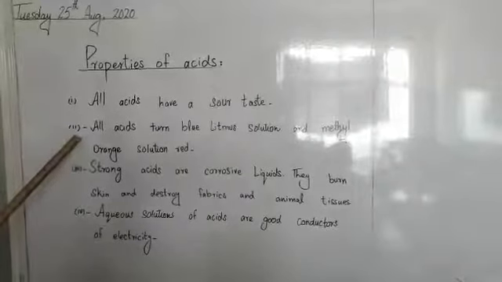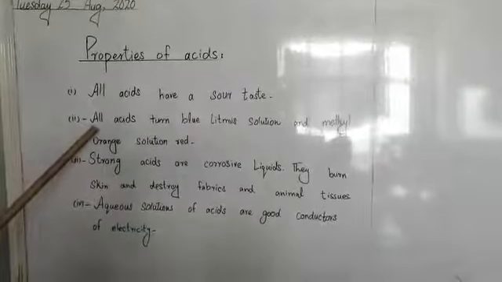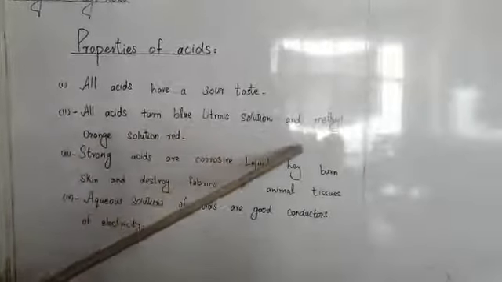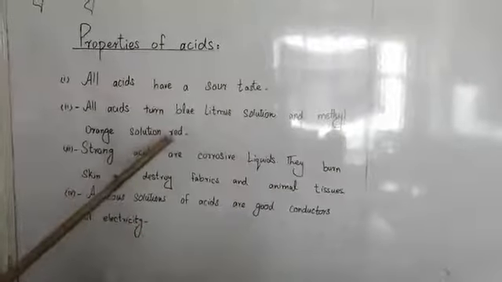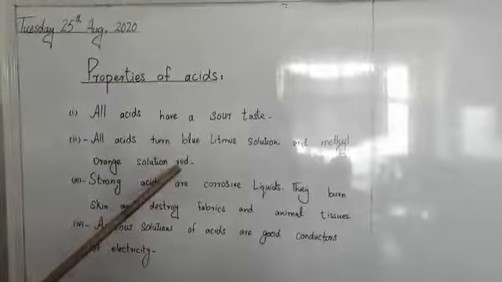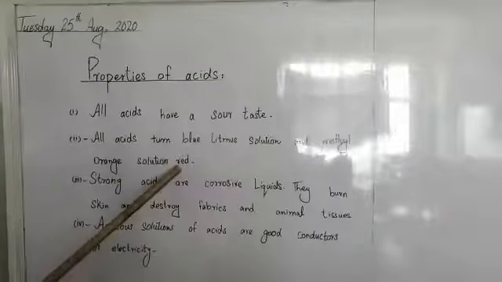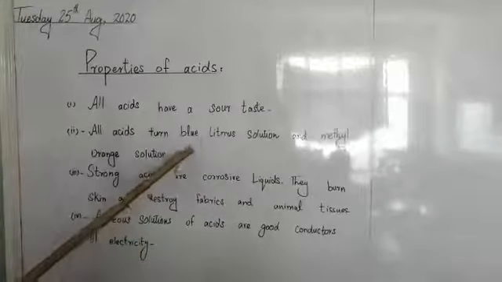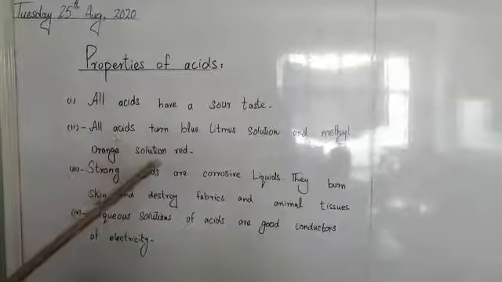Now we will have the second property of acid, that is all acids turn blue litmus solution and methyl orange solution red. We will also perform this property practically and prove how acid turns blue litmus solution and methyl orange solution into red. Now we will perform the activity 6.2 related to the second property of acid.